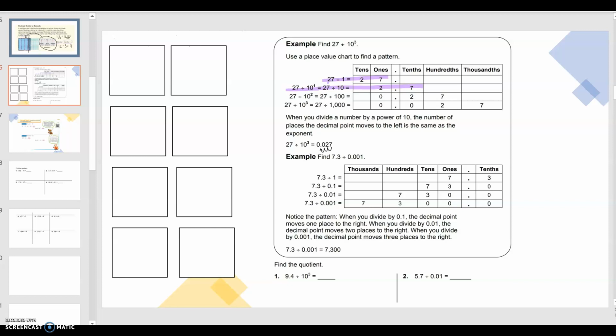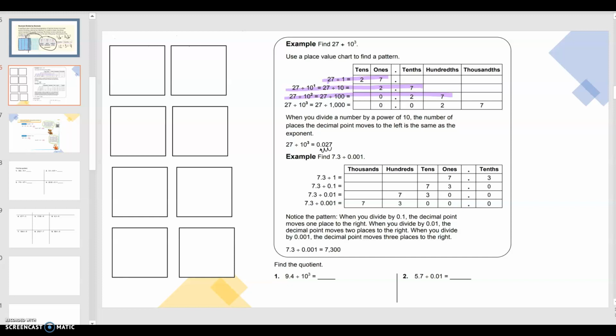You're now going to move the decimal to the left to make your number smaller. Because of course, if you have 27 things and you break it into 10 equal groups, you're going to have a smaller amount in each group, right? I mean, that's basic division. We all know that. So then you start to see the pattern, right? When you're dividing by 10 to the second, which is 10 times 10, you're going to move the decimal to the left 2 times.